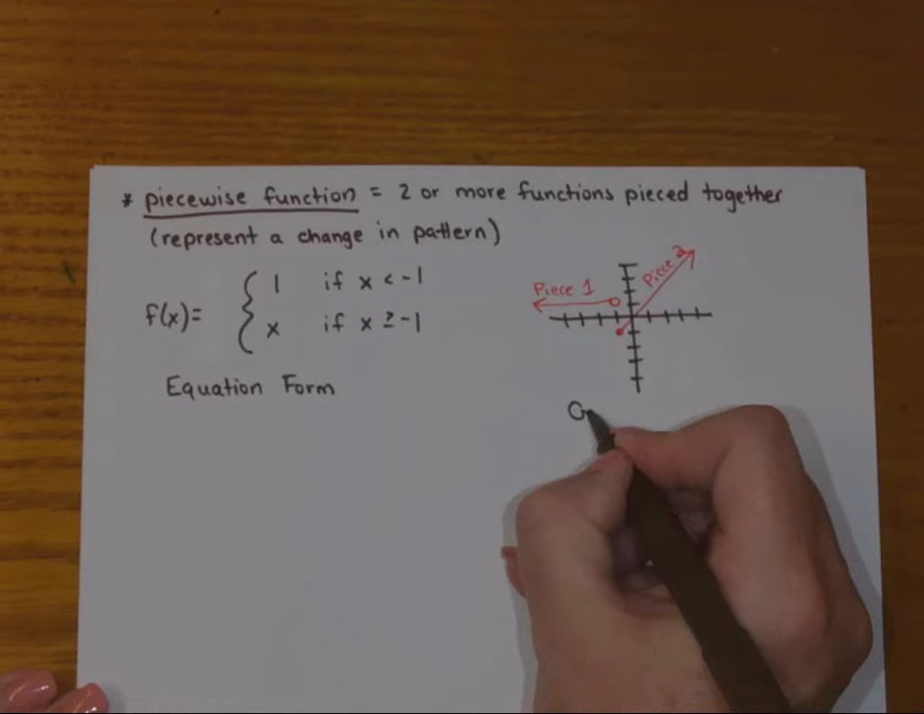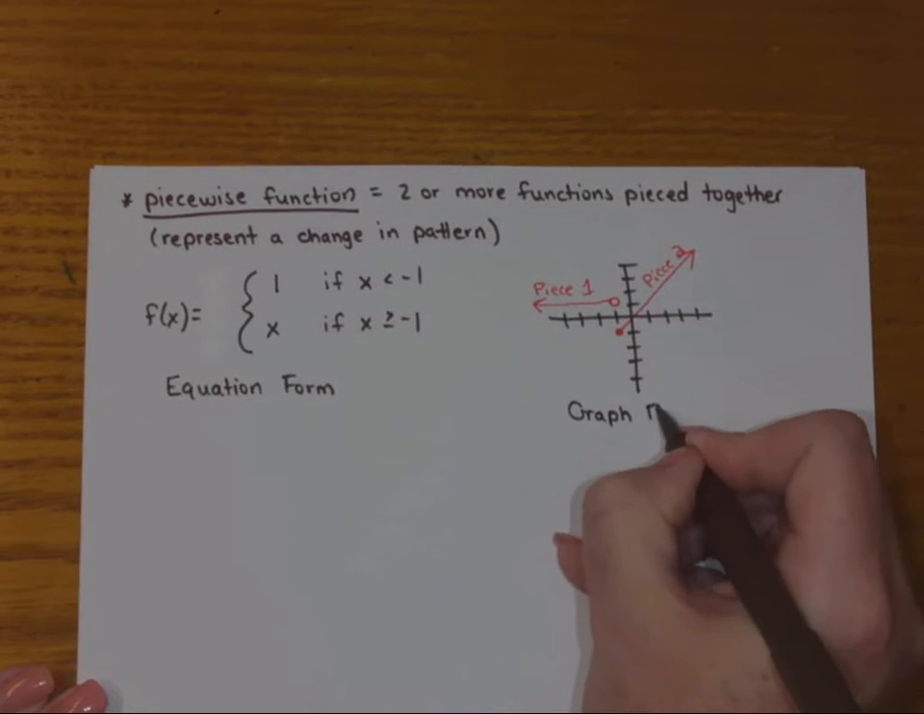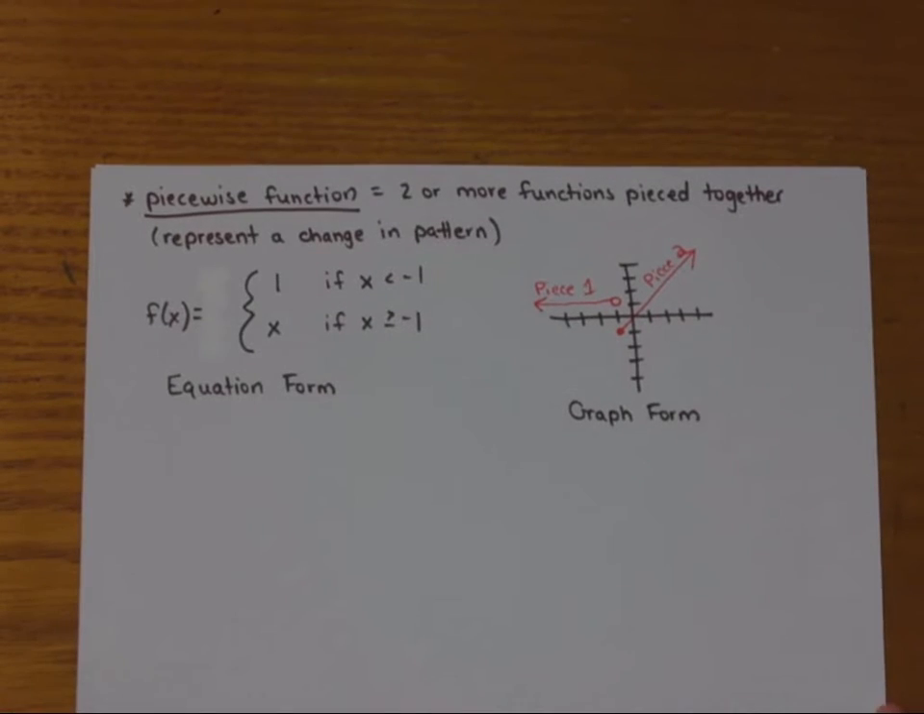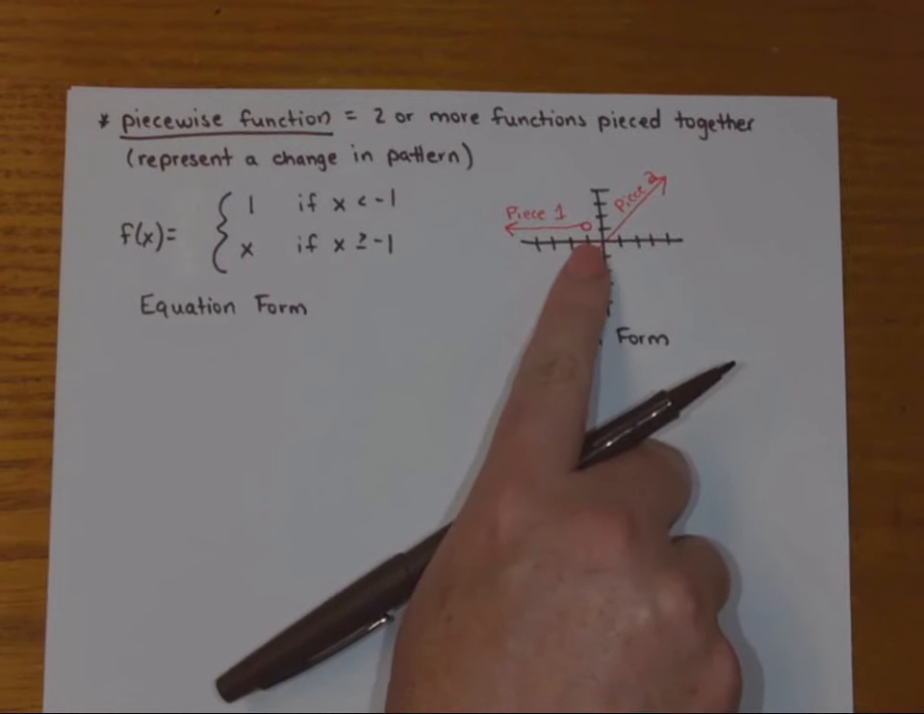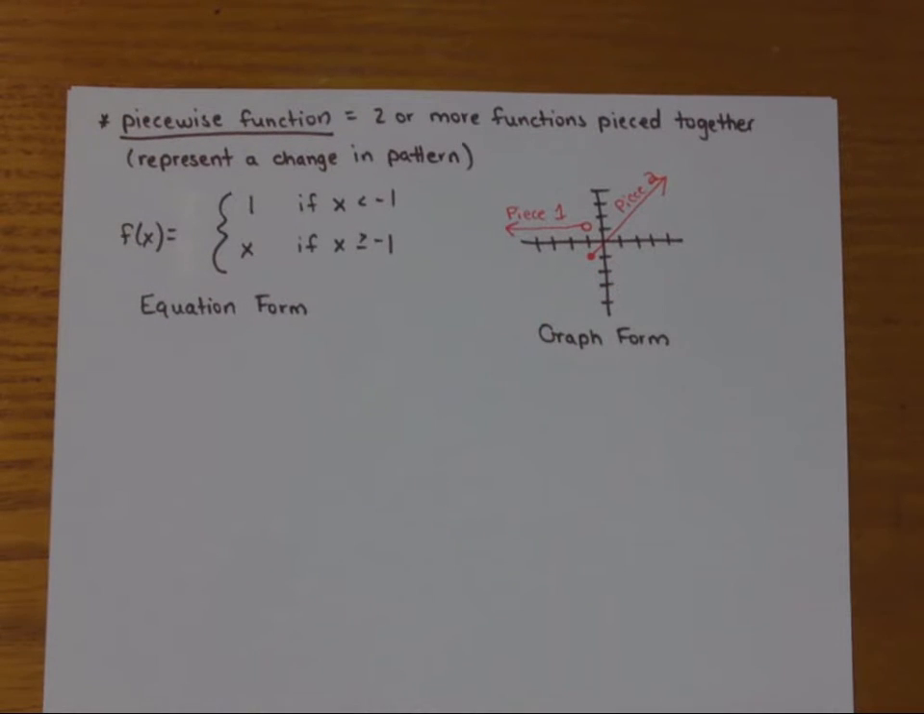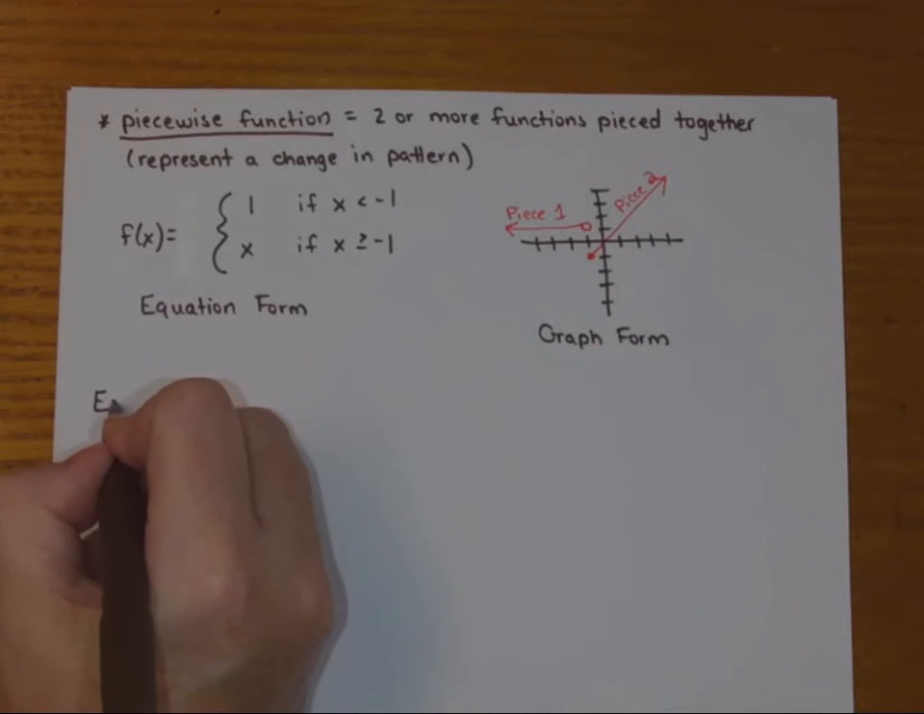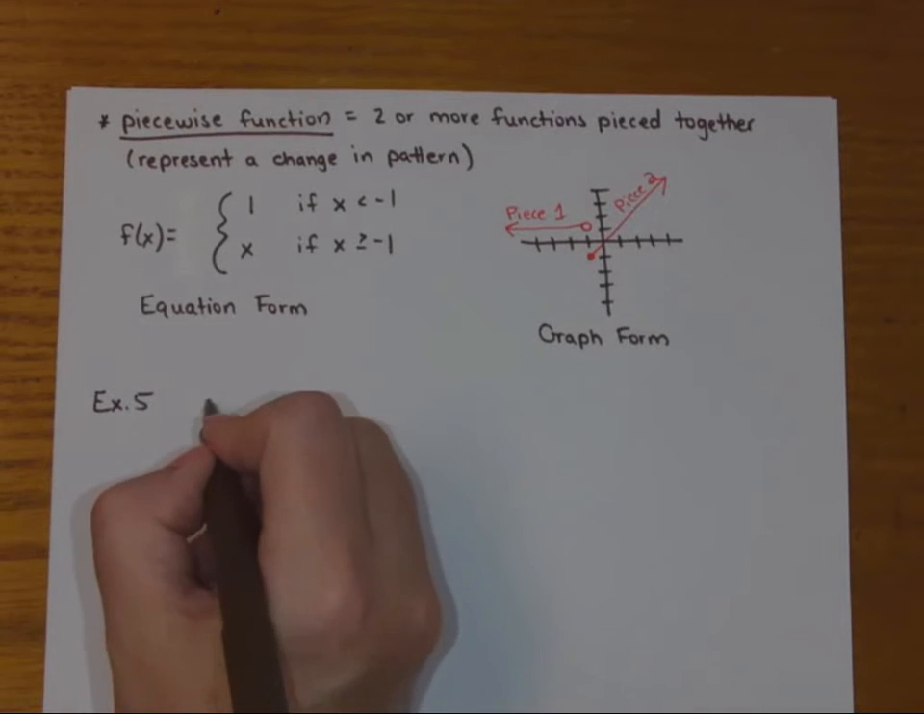So this is the graph form of a piecewise function. Sometimes piecewise functions look like separate pieces, and sometimes they're actually going to be pieces that are joined together, and we'll look at both of those when we get to graphing. So let's look at one more, though, with just an equation form.